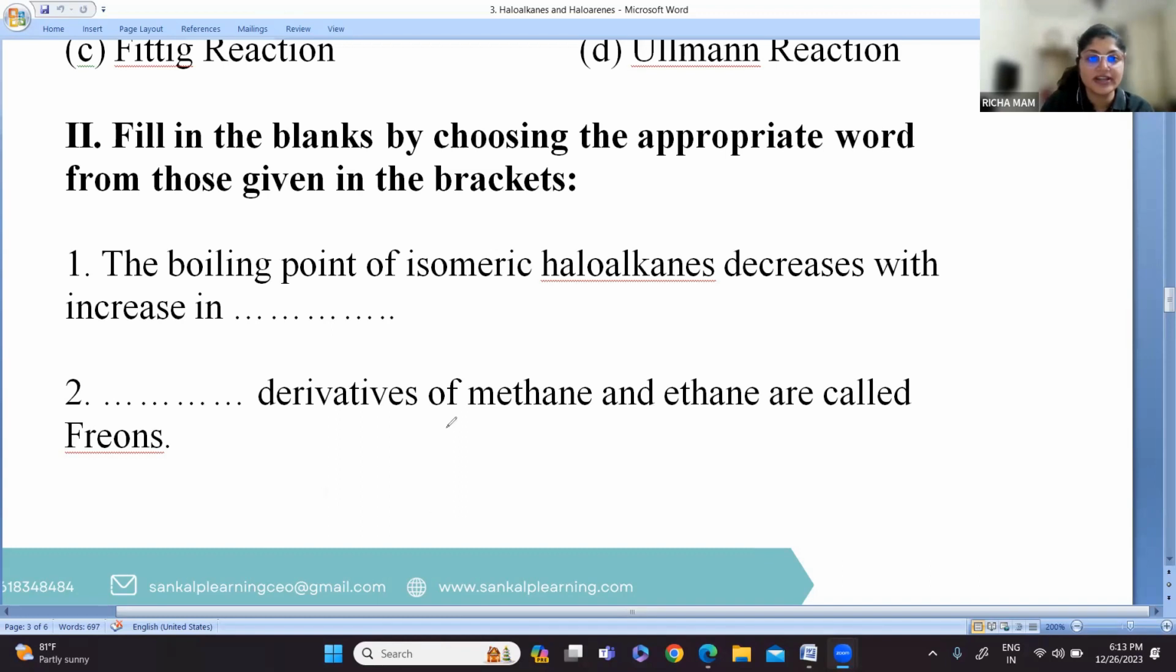So which derivatives? The answer is chlorofluoro. Chlorofluoro derivatives of methane and ethane are called as freons.